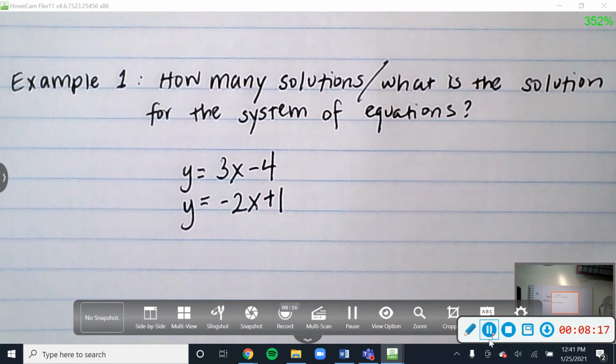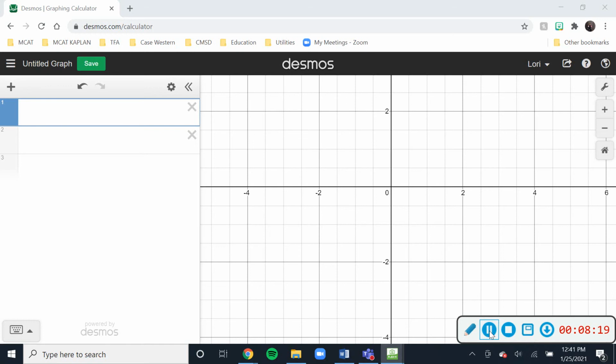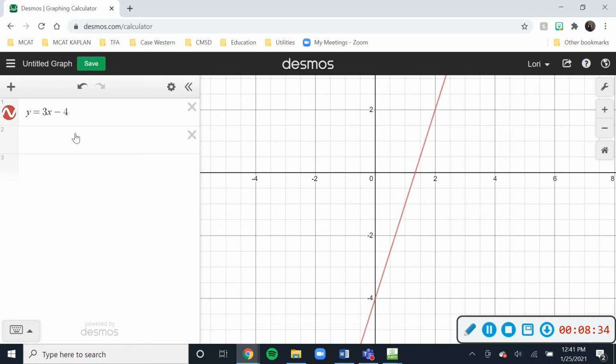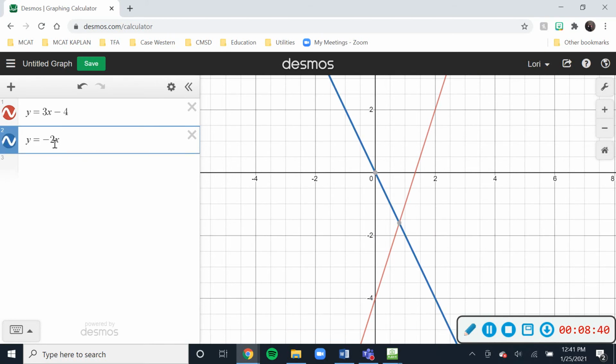To do this, I'm going to use Desmos to demonstrate one way. So using Desmos, we can graph lines by typing in the equation. So I'm going to type in the first one, y equals 3x minus 4. Okay, you can see it's this red line right here. And then I can type in the other equation that they gave us, y equals negative 2x plus 1.